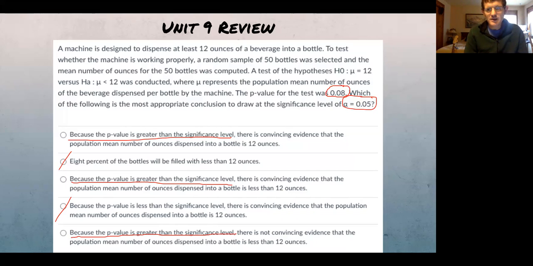We're really just making a decision on rejecting or failing to reject the null hypothesis. We're not saying the null hypothesis is true. We're saying that we can't reject it. So there's our answer.